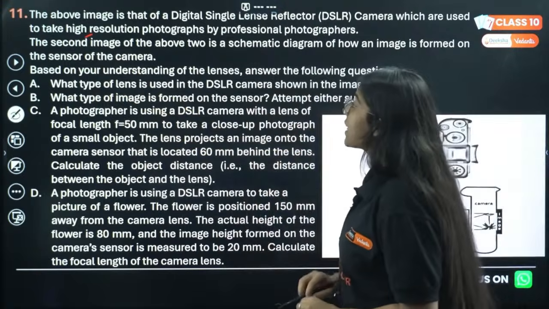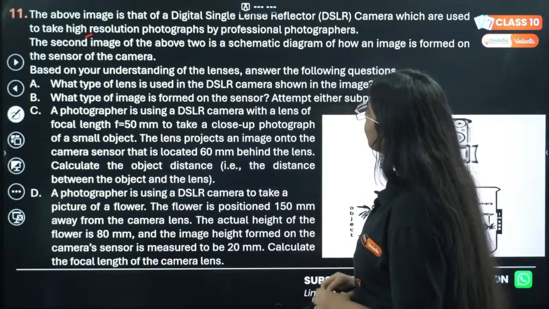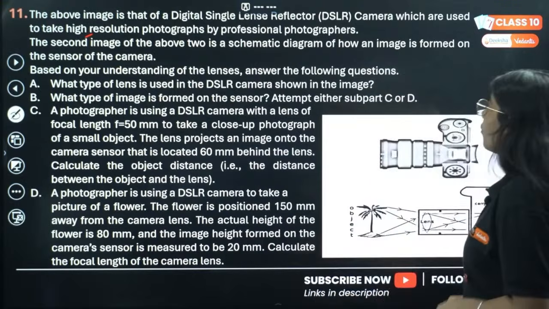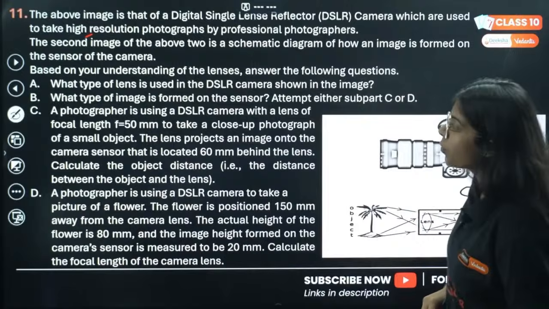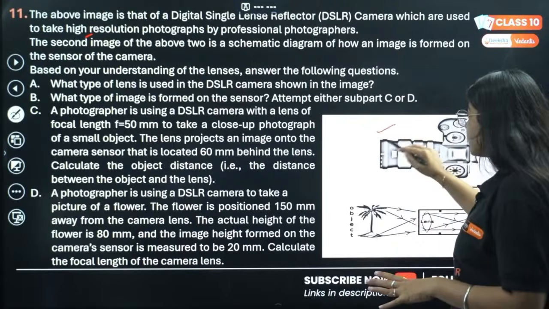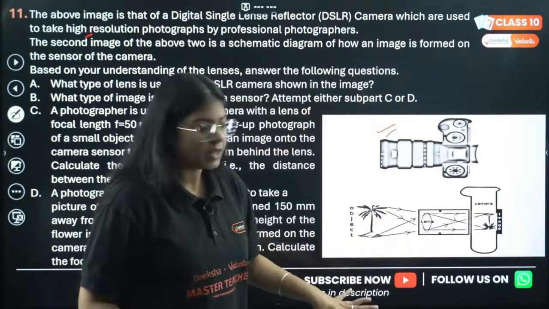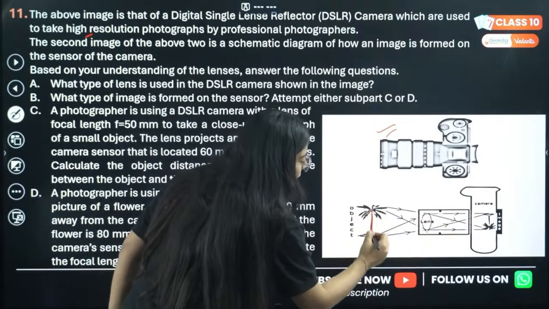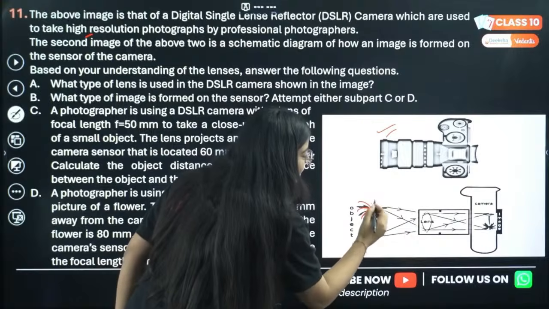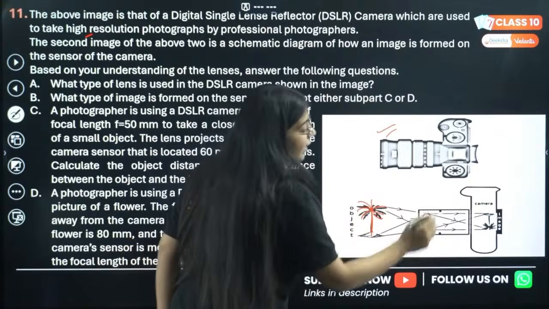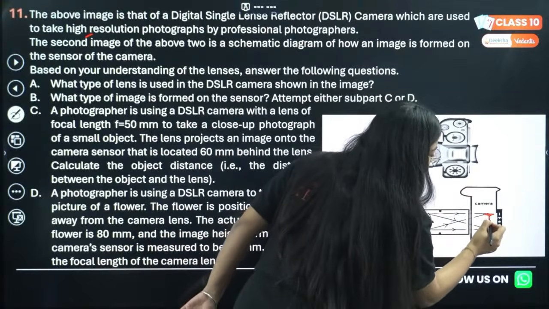The second image of the above two is a schematic diagram of how an image is formed on the sensor of the camera. So this is my DSLR. This is a representation of how the image is being formed. This is a tree and we can see it's something like this. And in the image we can see it's inverted.